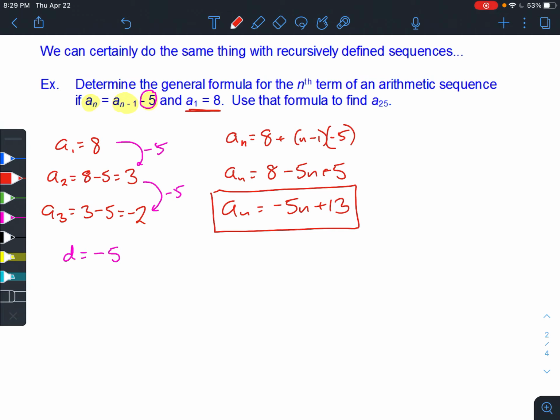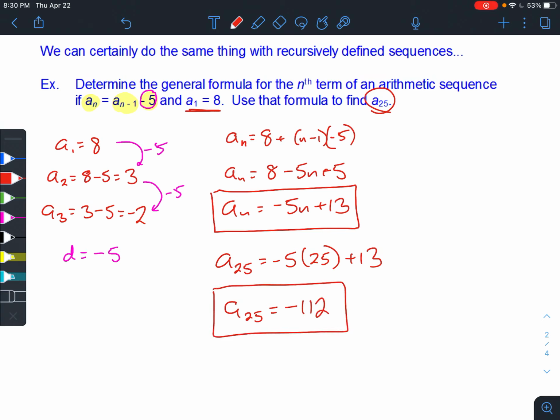Now from there, we want to find a sub 25. So here we go, a sub 25. That means that the n value is 25, so it's basically just negative 5 times 25 plus 13. And then crunching those numbers gets me a sub 25, or the 25th term in the sequence, as negative 112. All right, and there you go. So don't let that recursive definition scare you. It does give you a lot of good information if you know how to read it.